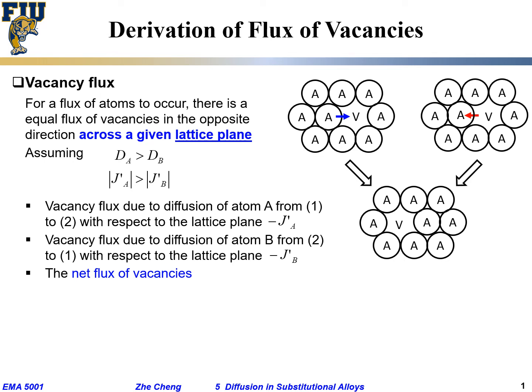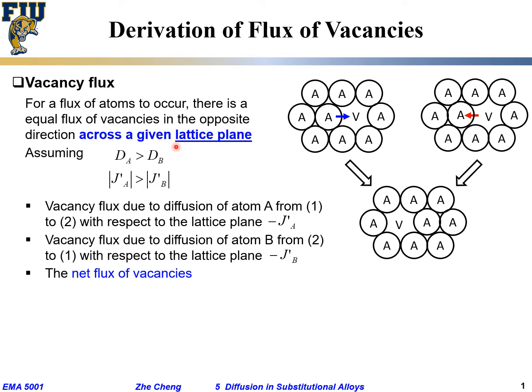Then let's go beyond this a little bit. So we have an A atom move into a vacancy, A atom move into a vacancy, A atom move into a vacancy. We can treat it as if that vacancy moves back, right? A moves to the vacancy. We can treat it as if the effect is V moves back to A. Okay. So now let's consider we have this material.